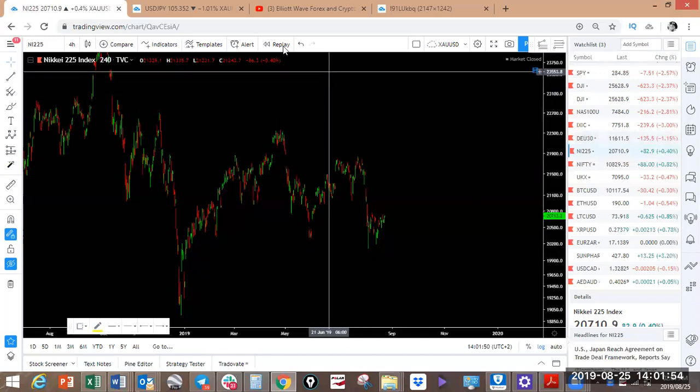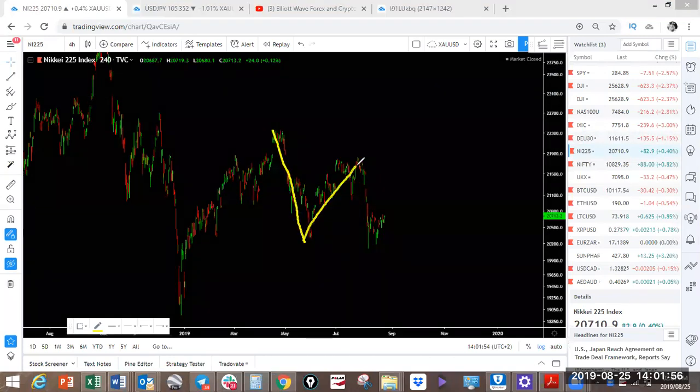NIKKEI has made a three-wave pullback. You can see 3 down, 3 up, and then we're looking for this one. Looks like it's going to make 5. So it's going to be like 5, 3, 5 here. Okay, so it's 5 waves down here, 3-wave pullback, and 5 waves down here.